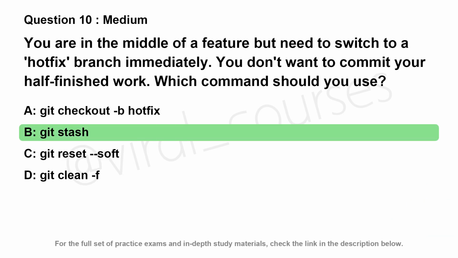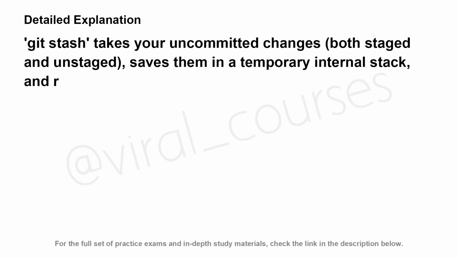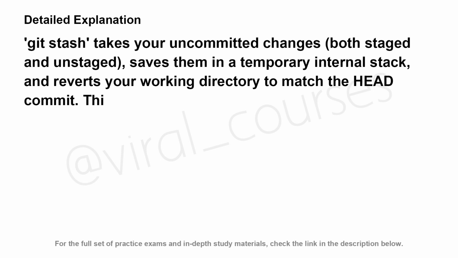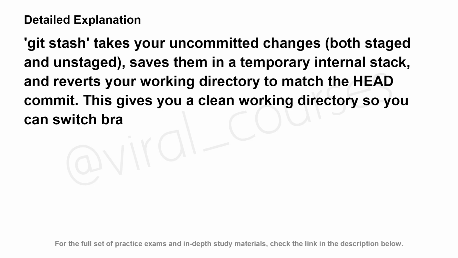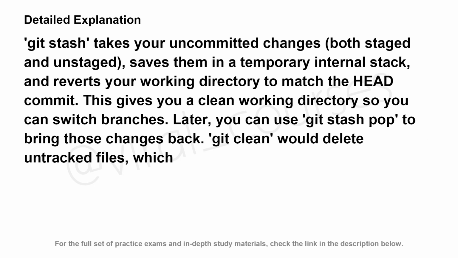The correct answer is B. Git stash takes your uncommitted changes, both staged and unstaged, saves them in a temporary internal stack, and reverts your working directory to match the HEAD commit. This gives you a clean working directory so you can switch branches later. You can use git stash pop to bring those changes back. Git clean would delete untracked files, which is not what you want.